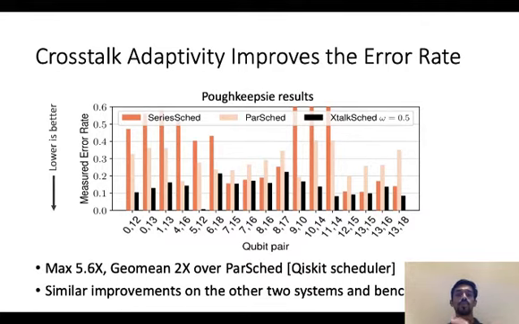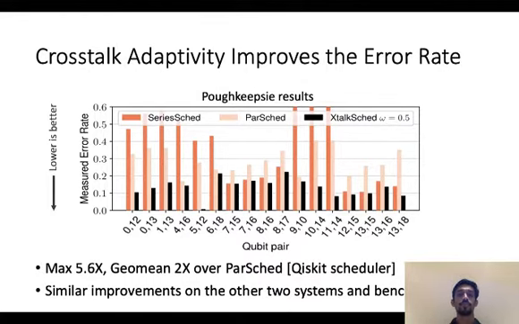So across the different qubit pairs, we can see that XtalkSched obtains up to 5.6x reduction in the error rate compared to these baselines. On average, we get about 2x improvement. And I want to stress that a 5x improvement in the error rate is actually very significant, and it means the difference between a failed execution and a successful execution, especially with the current error rates in NISQ systems.